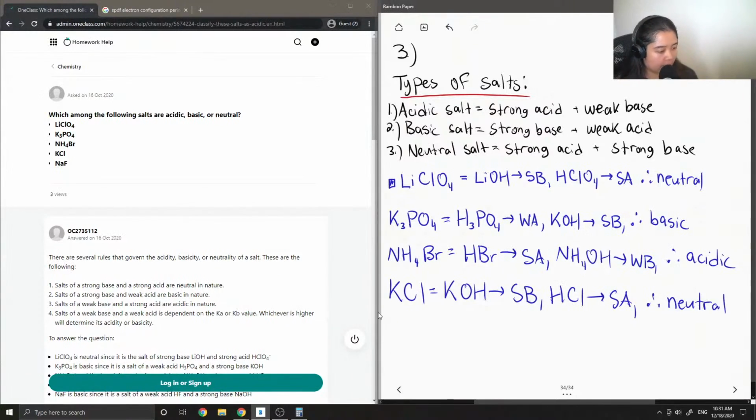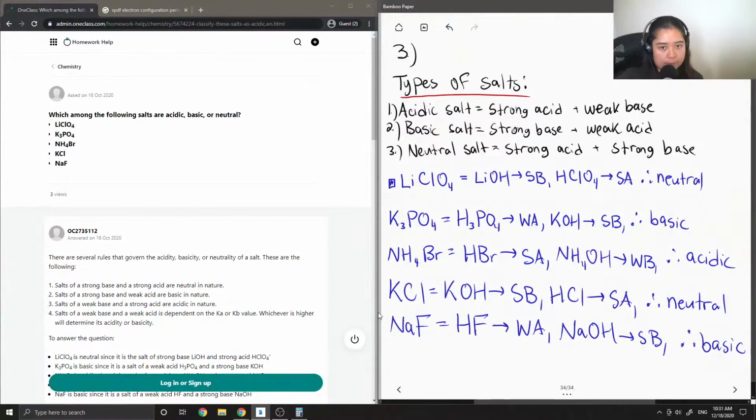And then lastly, we have sodium fluoride. So this was made from hydrofluoric acid, which is weak, and sodium hydroxide, which is a strong base. So therefore, this is a basic salt. Okay, so these are all the different types, and let's see what the junior tutor said.